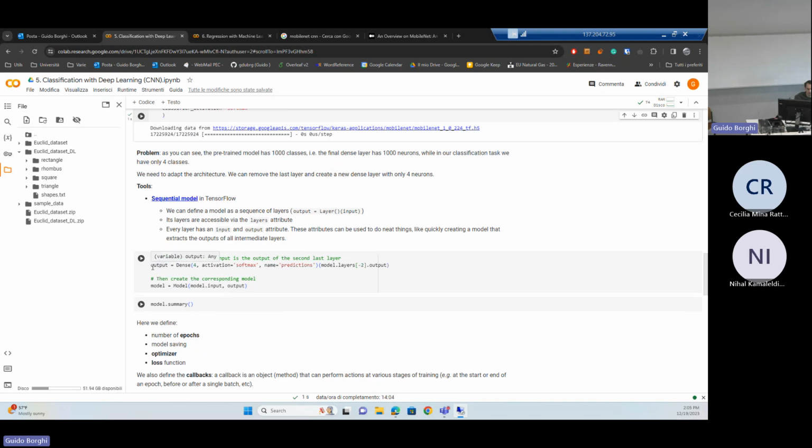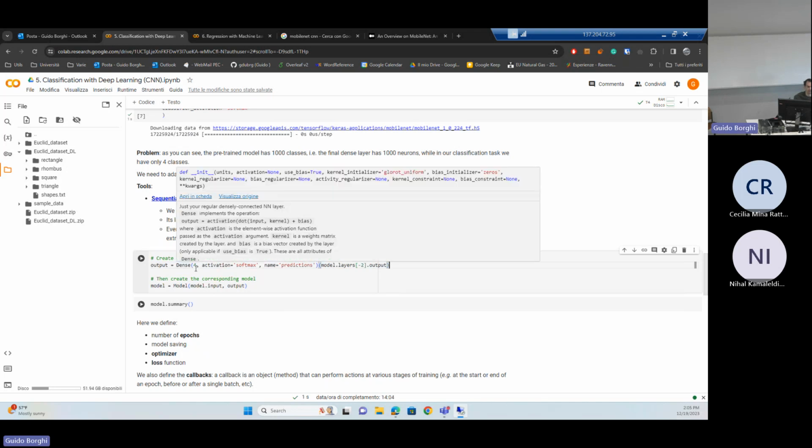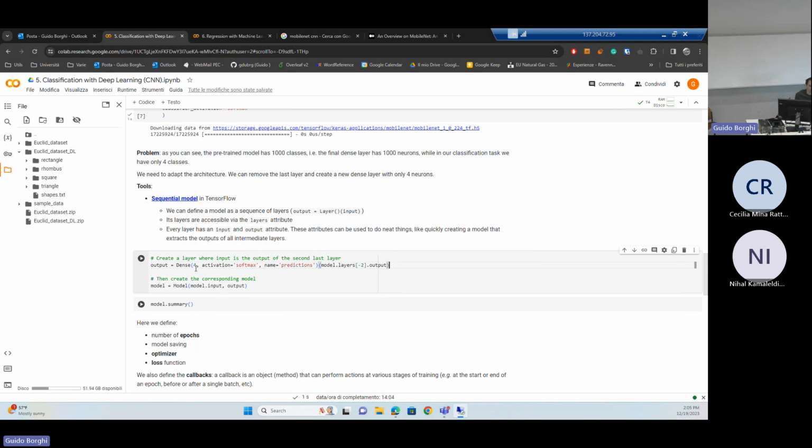So in the first step, we define a dense layer. Dense is the synonym of fully connected layer, so a dense layer with 4 neurons. We have 4 classes, so I define 4 different neurons. Of course, we have the activation function defined as softmax, since we are in a classification task. And the name of this layer is prediction, since it's the last. The name is not so important, but in this case this layer contains the prediction of our network.